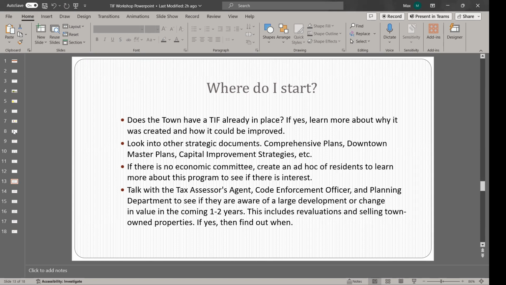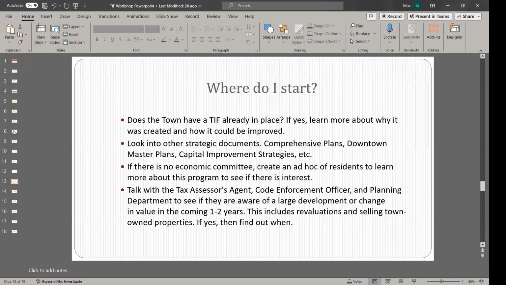So learn about what that TIF was used for. And if it's met its goal. If it hasn't, see how you can adapt it to meet its goals. But maybe you don't have a TIF, so look into the other strategic documents that your town has approved. Because most towns will approve something, put it on the shelf. But those are very interesting plans that do have nuggets of knowledge that you should keep in mind.